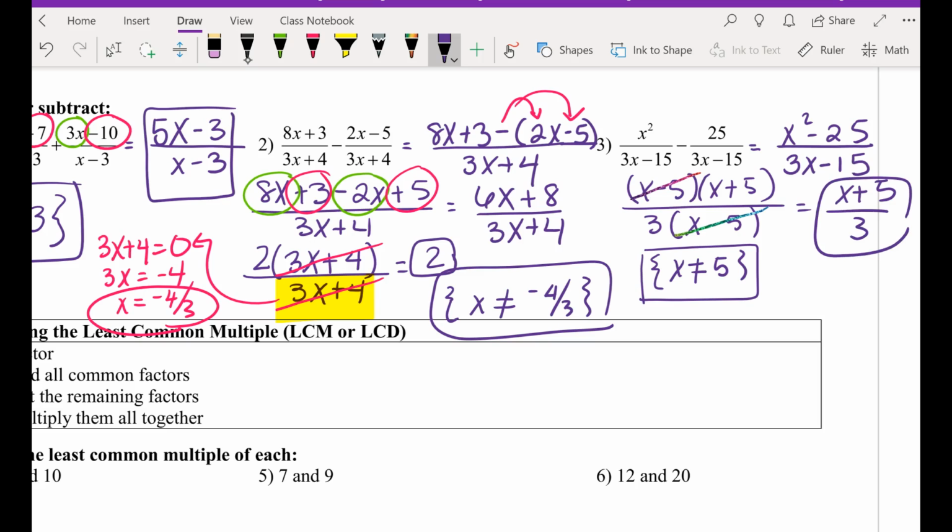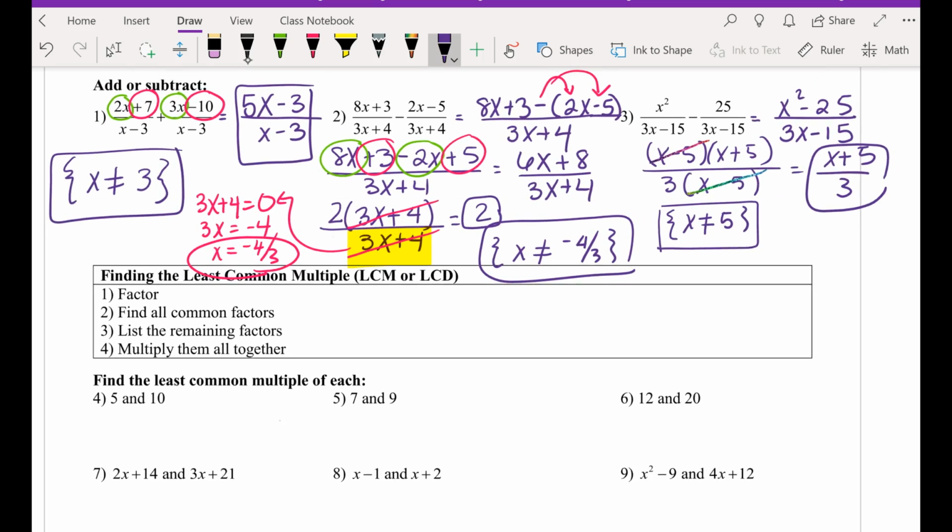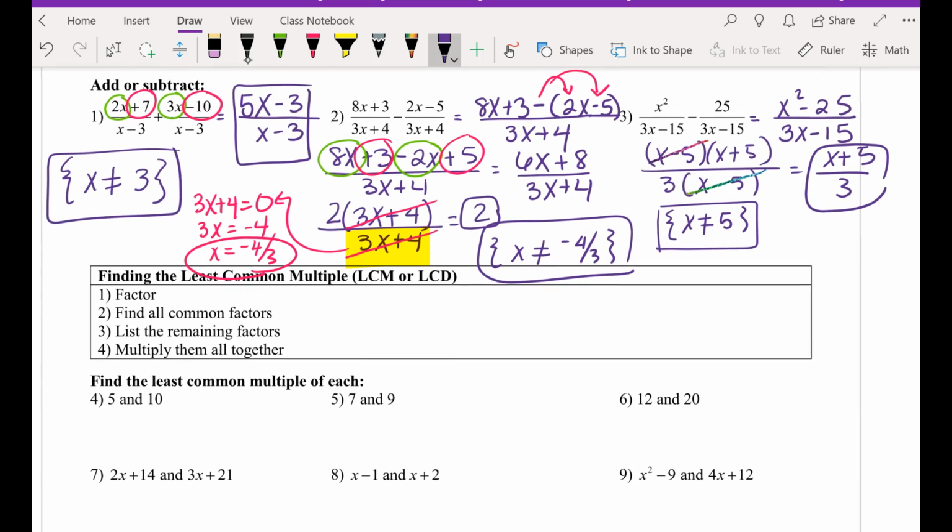Is that denominator ever 0? No, it's a 3. Okay? Okay. Now, that's how we add or subtract rational expressions if the denominators are the same. It's pretty simple. But here's the part that I want to review.